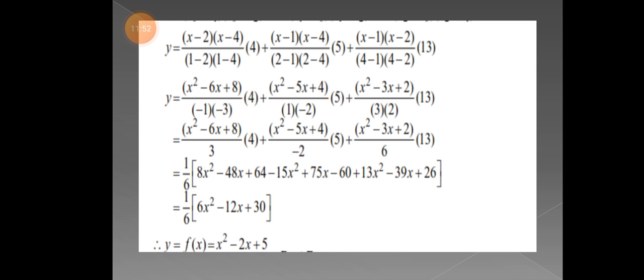Now you have to take the LCM of the values throughout the denominators. 3, minus 2, 6, that means you will get the value 6 as the LCM. When you're taking 3, minus 2 and 6, finally we'll get the value 6 as the LCM. So then check the first value. Here we are having 3 in the first case. So if you are taking 6 as the LCM, with the 3 you have to multiply 2 in the numerator.